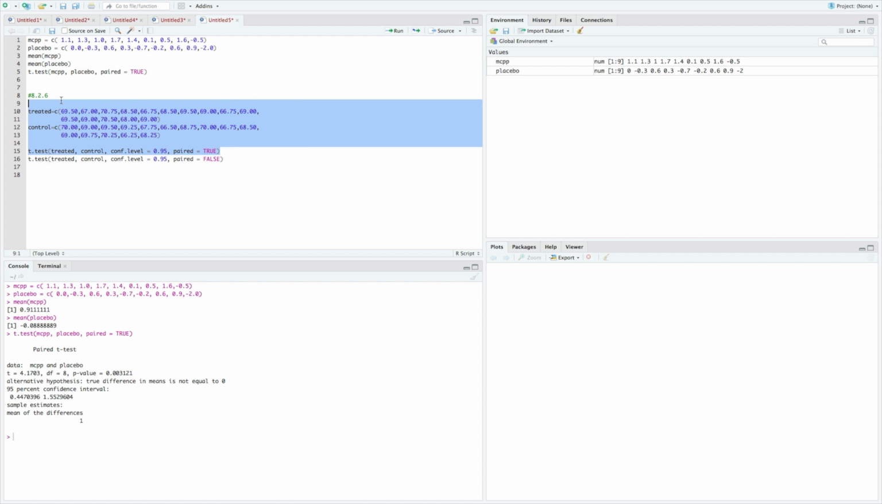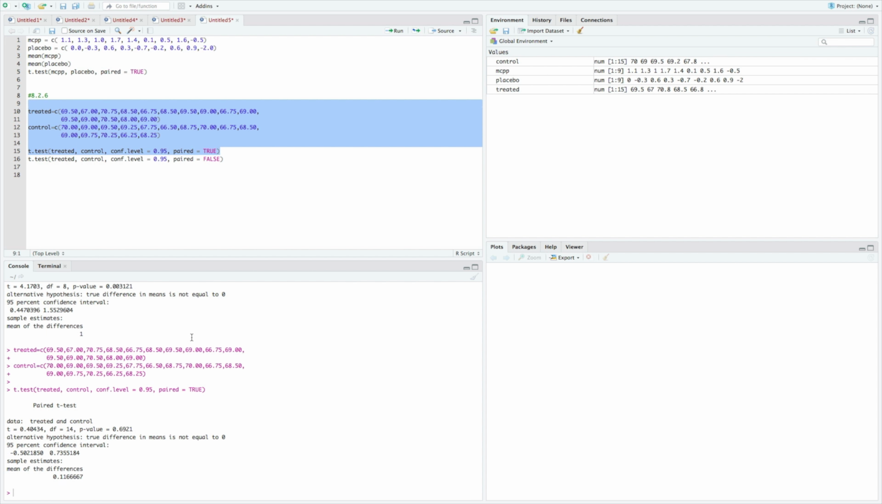As long as we run these 3 lines of code, we'll get a confidence interval that is from negative 0.5 to positive 0.7355 something. So that is the 95% confidence interval for this paired t-test.